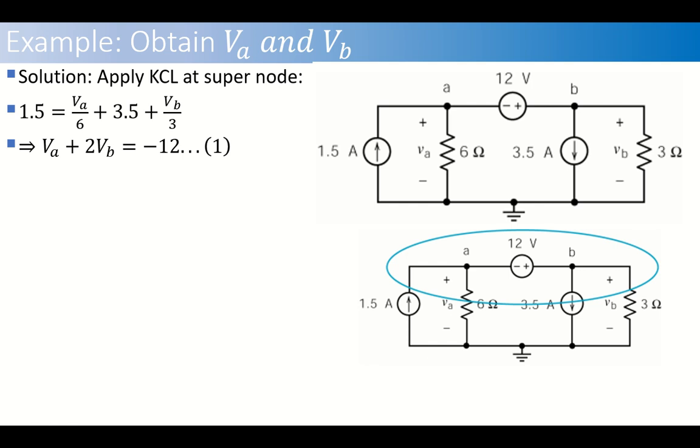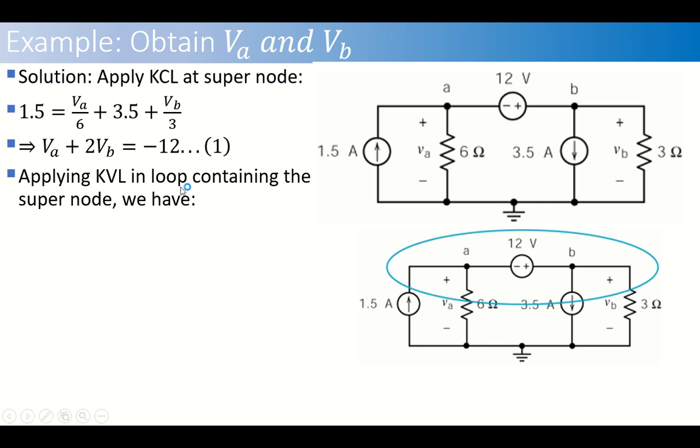Next, because we cannot use KCL now, we have to apply Kirchhoff voltage law in the loop that contains the battery, which was presenting some kind of problem. So now we can use KVL in this loop or in this loop. Applying KVL in the loop containing the super node, we have minus VA minus 12 plus VB is equal to 0. We can rearrange this equation as VA minus VB is equal to minus 12. Let's call this equation number 2.